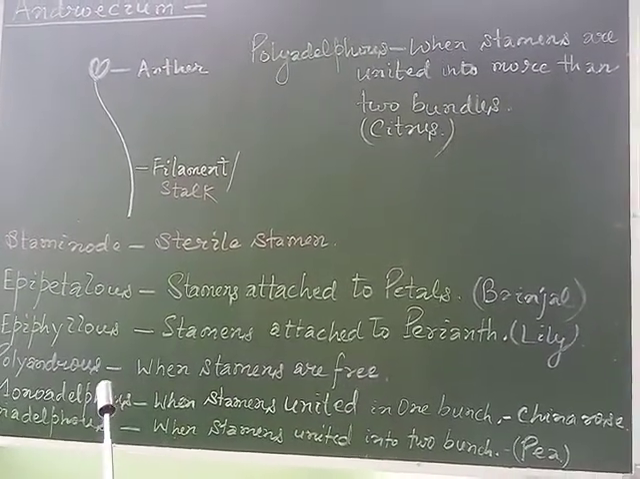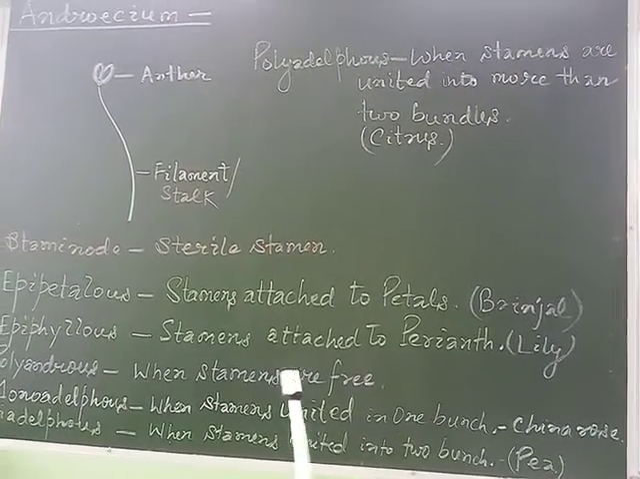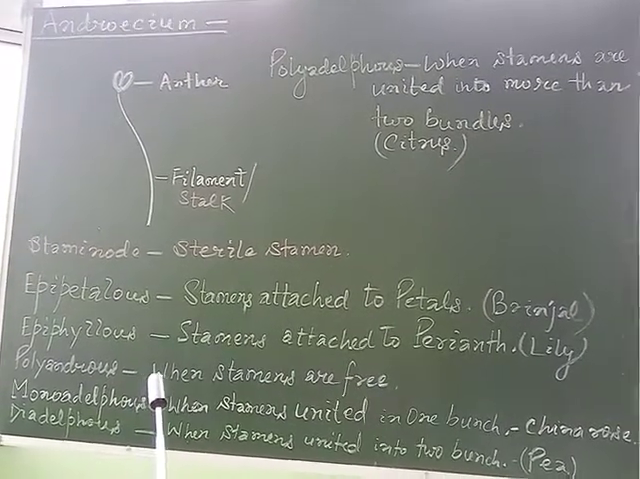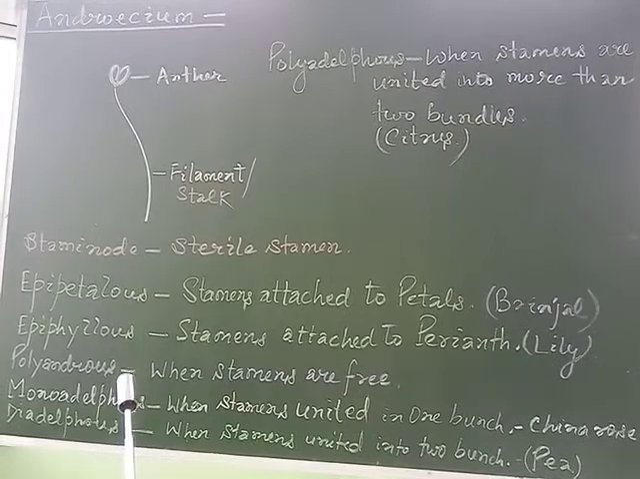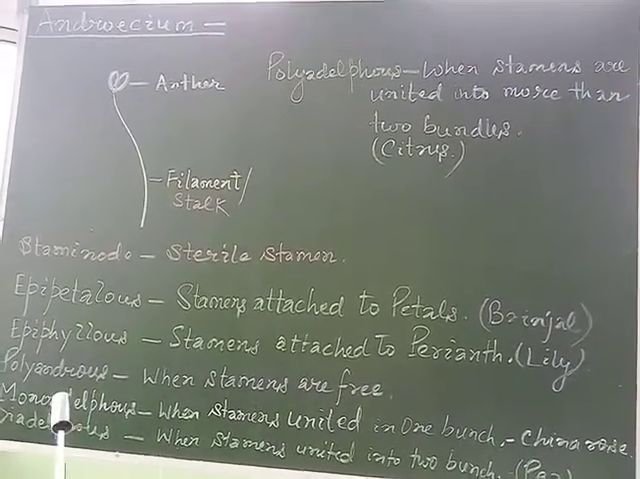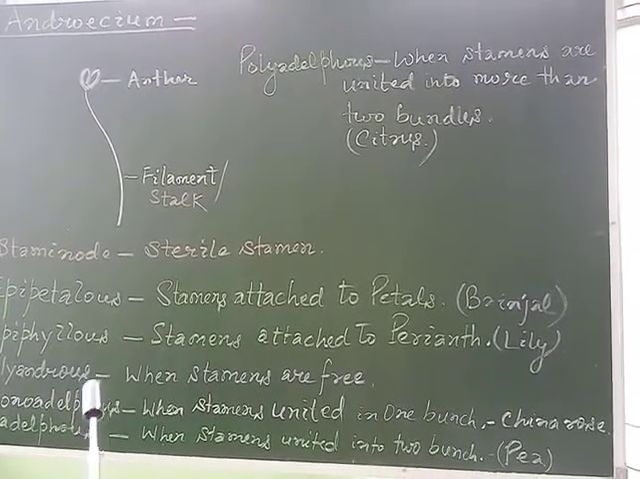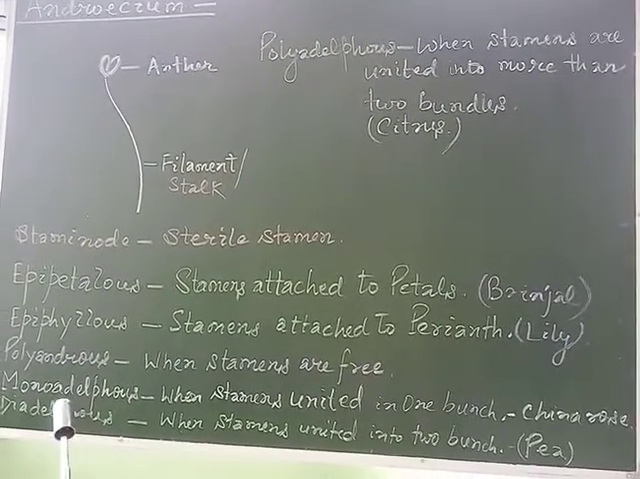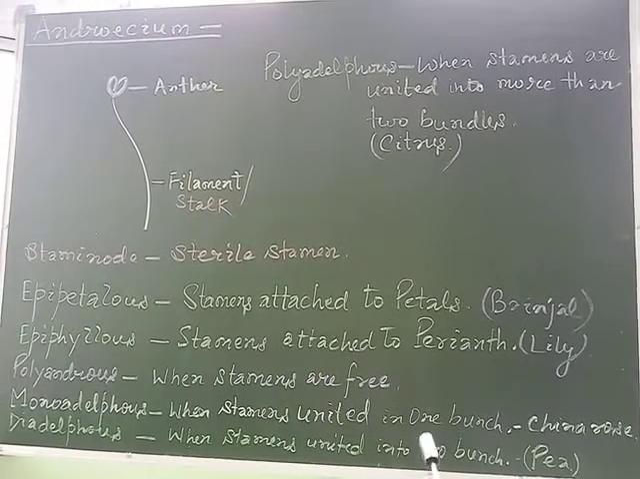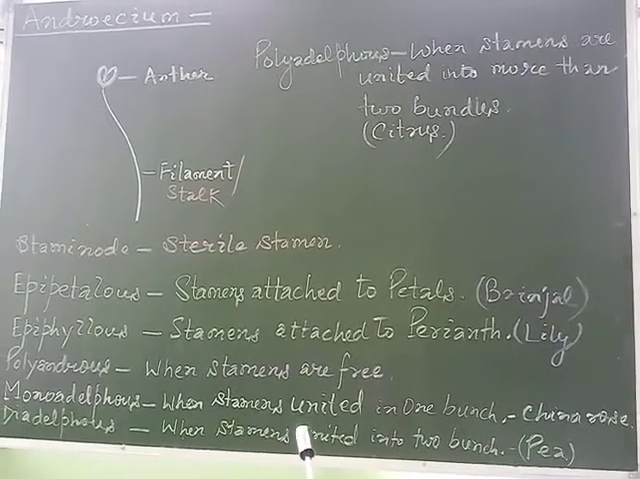the stamens in a flower may also remain free, then the condition would be called polyandrous condition, as we have discussed. In the case of petals, when the petals were free, they were called polypetalous. Just like that, when the stamens are free, the condition is called polyandrous. Or they may be united, to varying degrees. For example, it may be monadelphous. When the stamens are united in one bunch or one bundle, it is called monadelphous. For example, in the case of China rose.